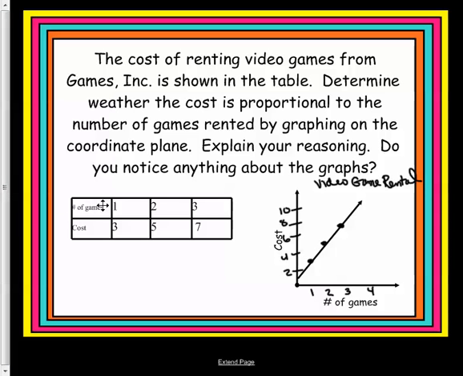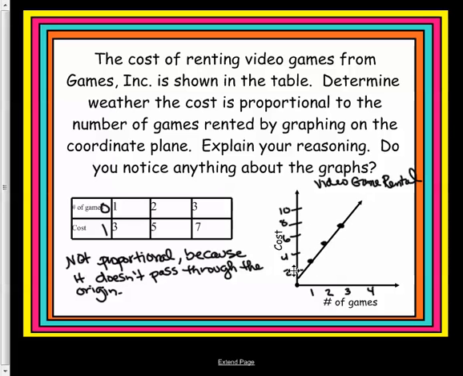If you notice here, if we go back to 0, it starts at 1. So this is not a proportion. While it has a constant rate, it's still not proportional because it doesn't pass through the origin.